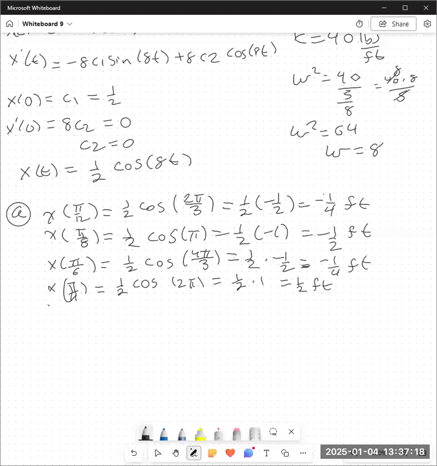And then we have, last one, x of 9 pi over 32, which is equal to 1/2 cosine of, and that multiplies out to be 9 pi over 4, which is equal to 1/2 times √2 over 2, which is √2 over 4 feet. Okay, so that was part A.